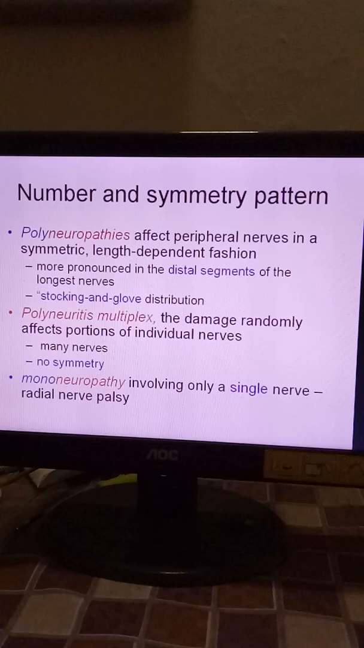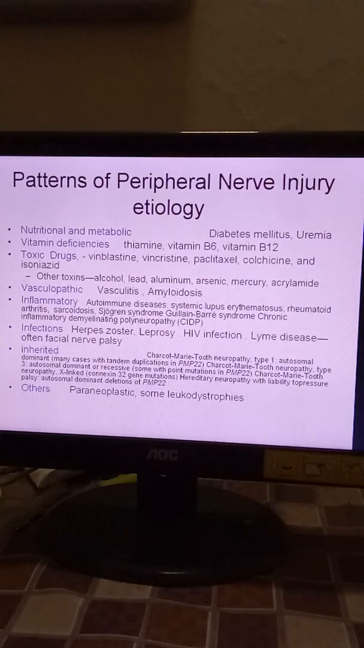On the other hand, when many nerves are affected but there is no symmetry, meaning the same side of the nerve is not affected, then it is known as mononeuritis multiplex. Here the damage randomly affects portions of individual nerves. So as per the number and symmetry pattern, we have three patterns: polyneuropathy, mononeuritis multiplex, and mononeuropathies. In the next lecture, we will talk about the etiology of the peripheral nerve injury.